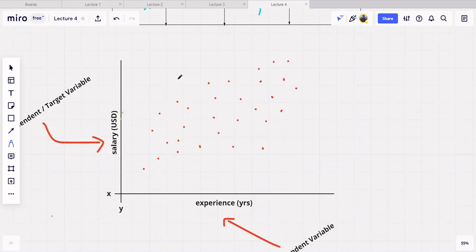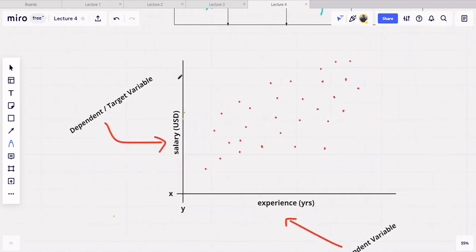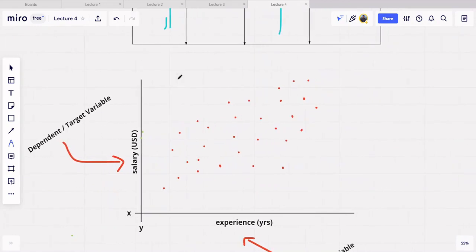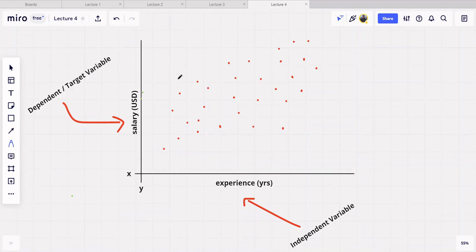So the first step in linear regression is creating a scatter plot of the independent and dependent variable. Here you can see that on the x-axis we have our independent variable, which is experience, and on the y-axis we have our dependent variable, which is salary.